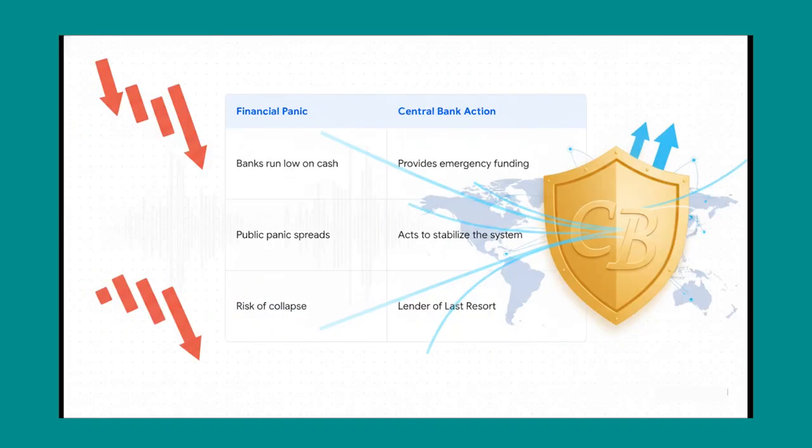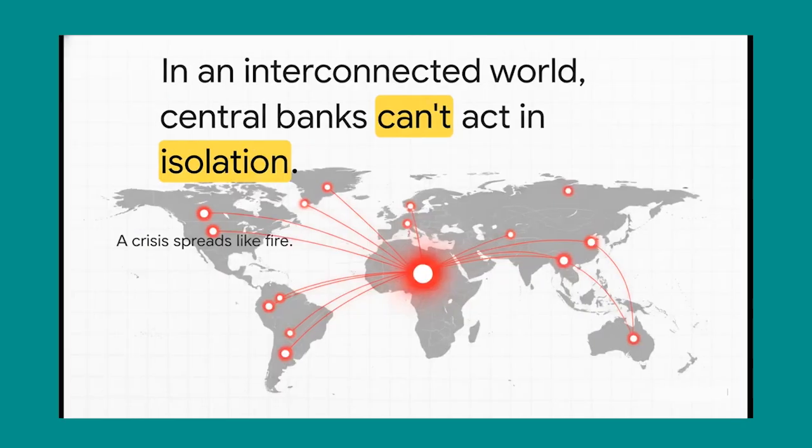Just think back to the 2008 financial crisis. When commercial banks were on the verge of totally collapsing because they were running out of cash, the central bank stepped in. They provided these massive emergency loans to stop a domino effect from taking down the whole economy. This is what it means to be the lender of last resort. But you know, in our incredibly interconnected world, a crisis in one country can spread to others like wildfire. A fire in one house can threaten the entire neighborhood. And that's exactly why central banks can't afford to just act in isolation.